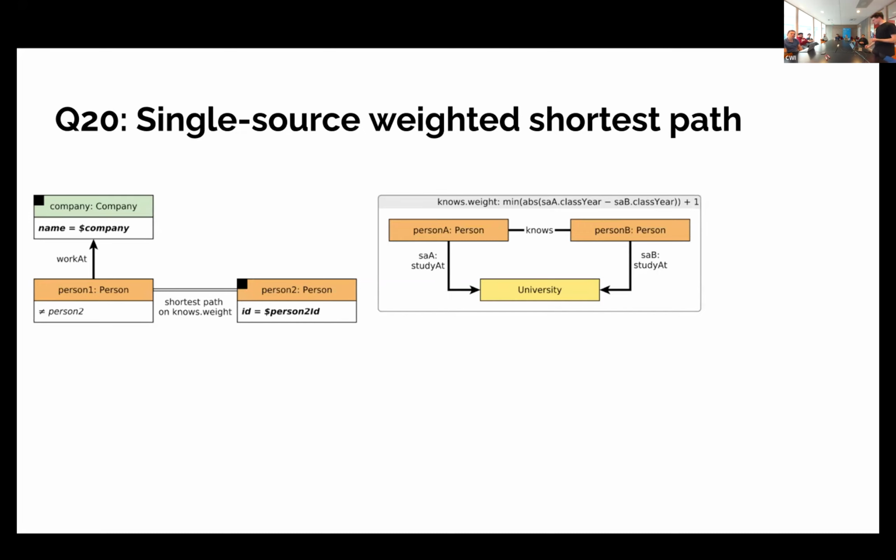Now, this may sound like a very sparse graph, because what are the chances that 2 random people attended the same university? Well, because our generator is correlated, it's actually roughly a 10–15% chance. So this is a pretty dense subgraph of the original graph. But still, it's hard to ensure that there is always a path between some employee of the company and the person 2 that we selected.